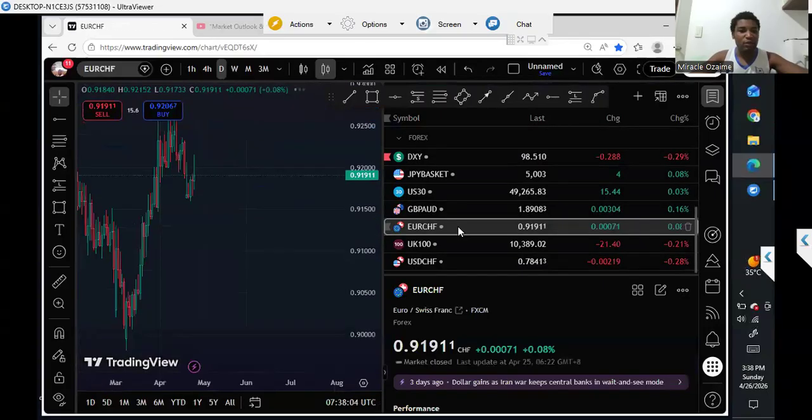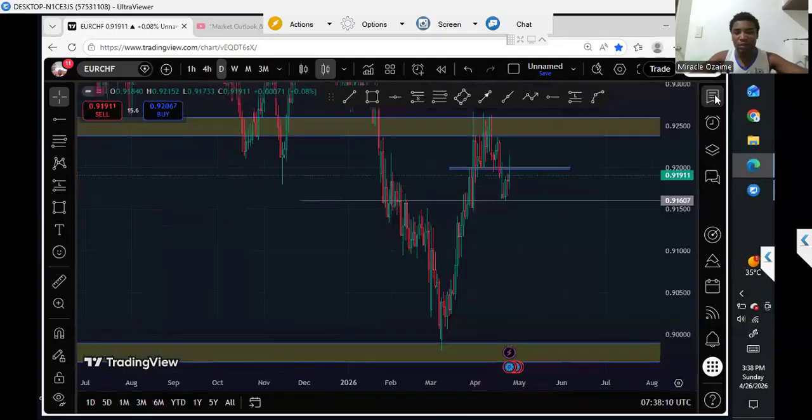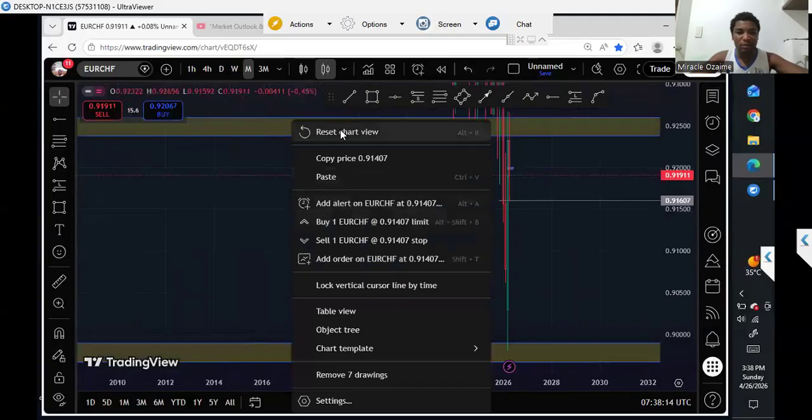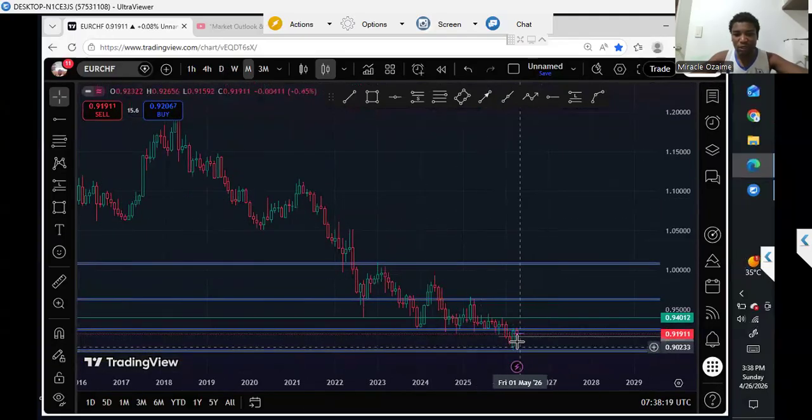And the next pair I'm going to be looking at is CHF JPY. CHF JPY, Euro JPY, Euro CHF. Euro CHF, I come on the monthly time frame. The monthly time frame is looking really, really bullish as of the moment. Last month we closed bullish.